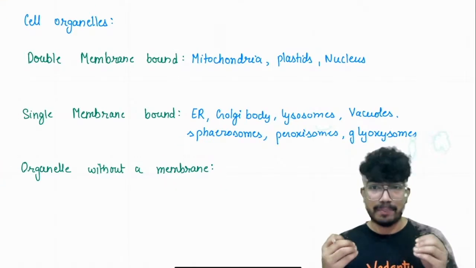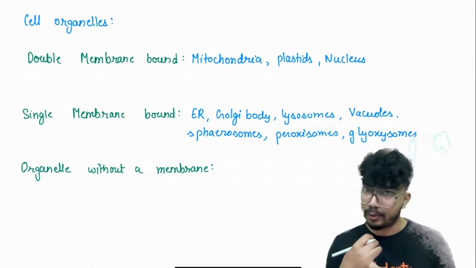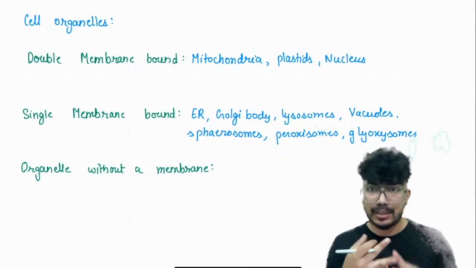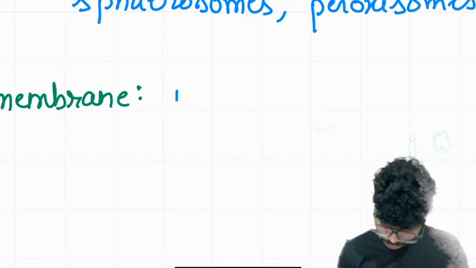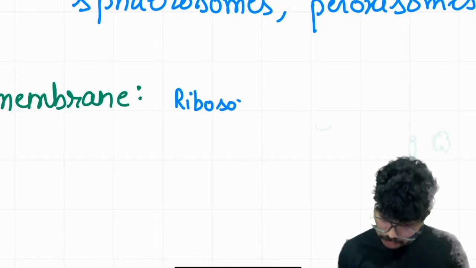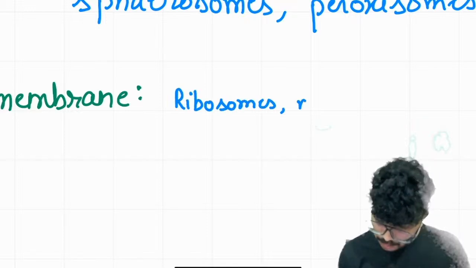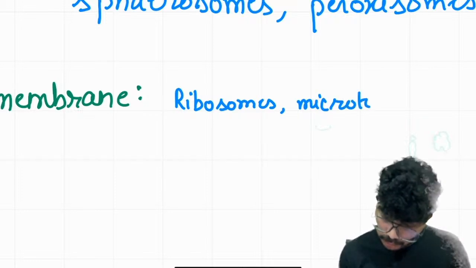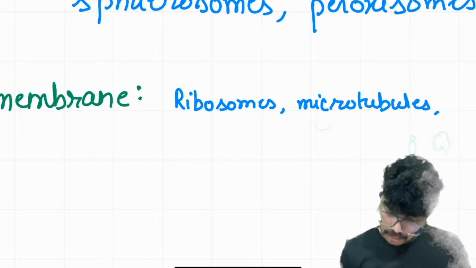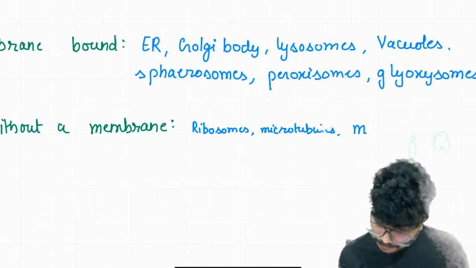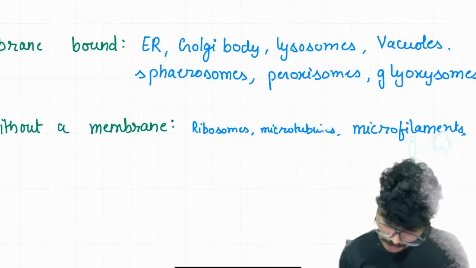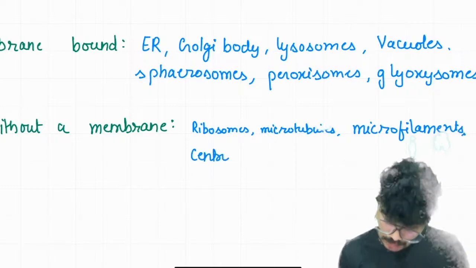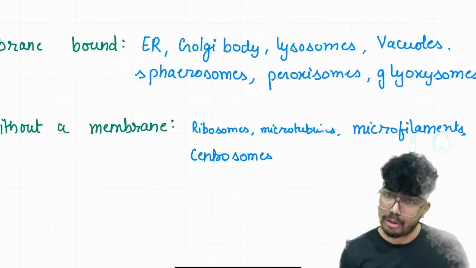So organelles without a membrane covering: ribosomes, microtubules, microfilaments, centrosome or centrioles. Ribosomes, microtubules, microfilament, and centrosome. Centrosomes or simply the centrioles.